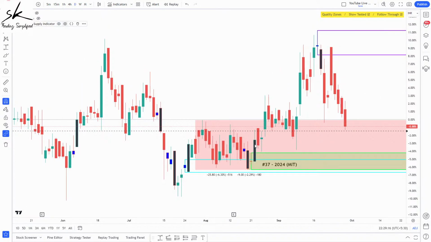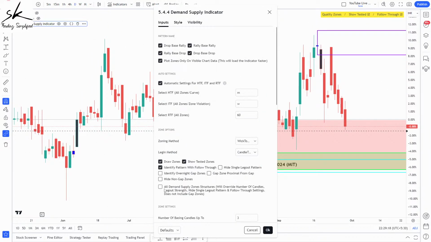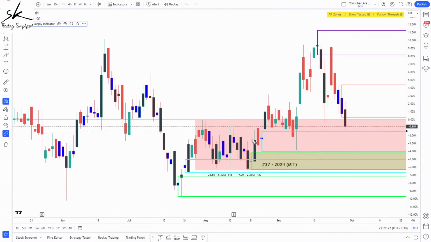So what I'll do now is I'll go to my settings and I'll change that I want all demand supply structures, not just quality areas. And as soon as I do that, you can see here also we have a drop based rally structure, which the indicator is marking for us now. So if you look into it, we have exactly what we were talking about.